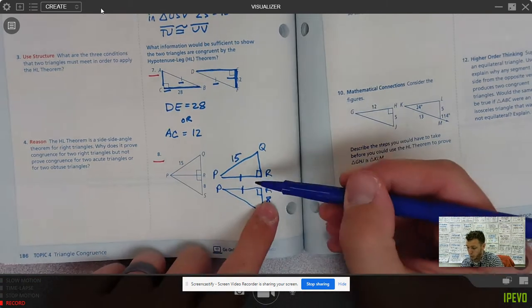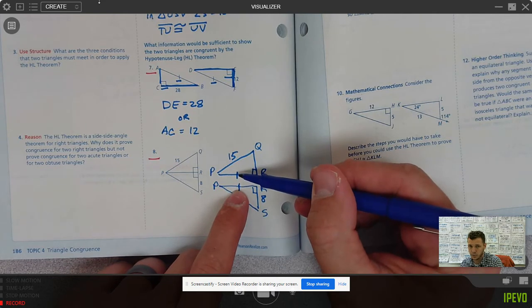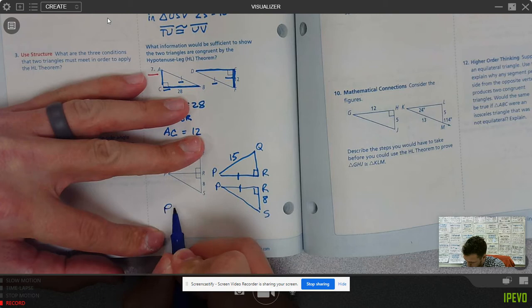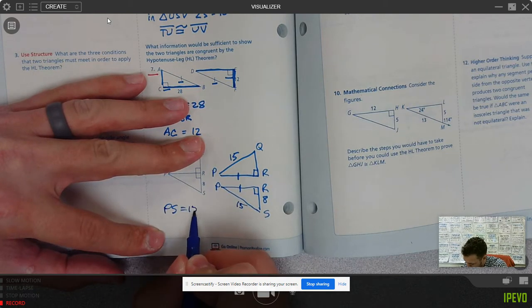We already have a leg that is congruent, so all we need is the hypotenuse. All we need to know is that this PS right here has to equal 15, and that would be sufficient for the hypotenuse leg.